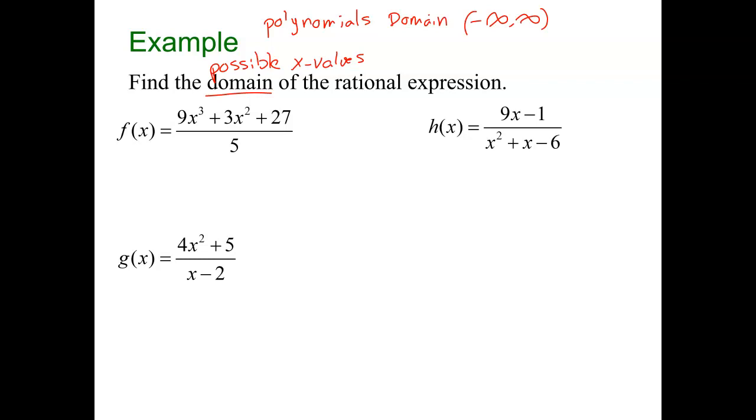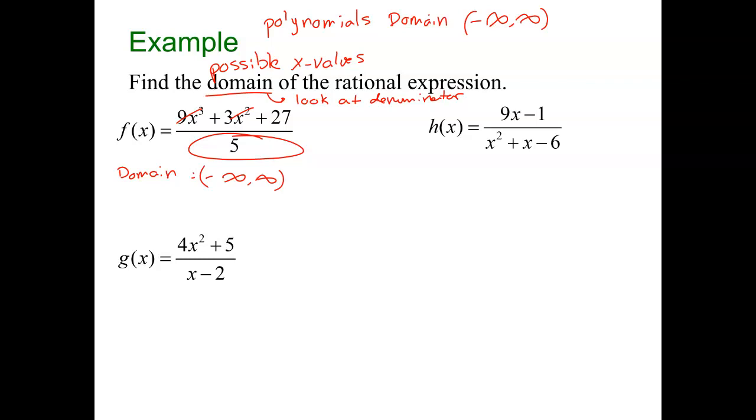So when we're looking at domain, the only thing I care about is the denominator. When I'm looking for domain, look at the denominator. That's the part you're going to focus on, because that's going to tell us if I have any restrictions to my domain. So when I look at f of x and I look at the 5, is there any value of x I could plug in that would make that 5 a 0? No. If I plug in 0, it just makes it 27 over 5, because that cancels and that cancels, and I have 27 over 5. That's not 0. There's no variable here. So there's nothing I could do that's going to change that 5 into a 0. So there's no restriction. This one still has a domain of all real numbers, negative infinity to infinity.